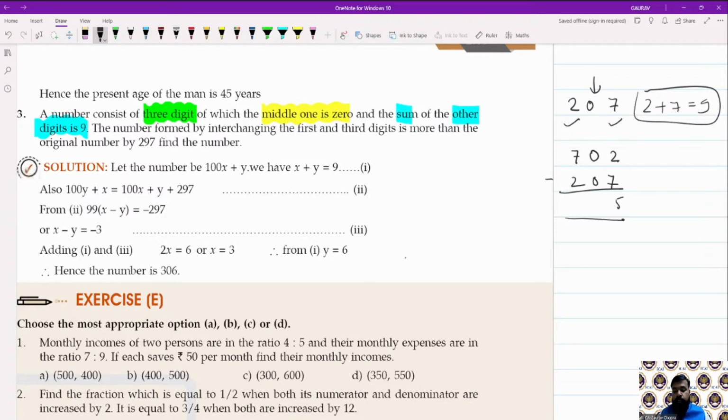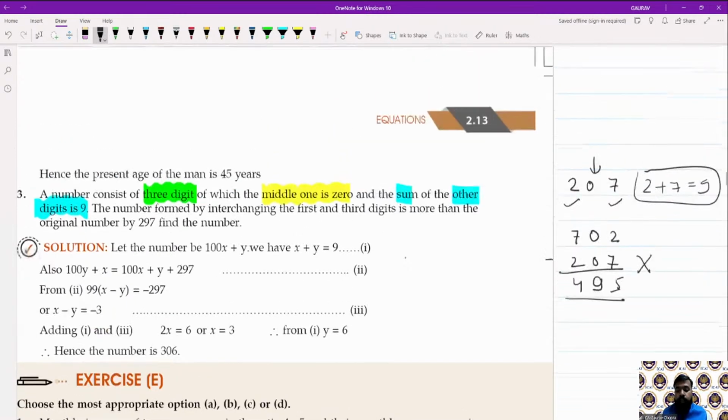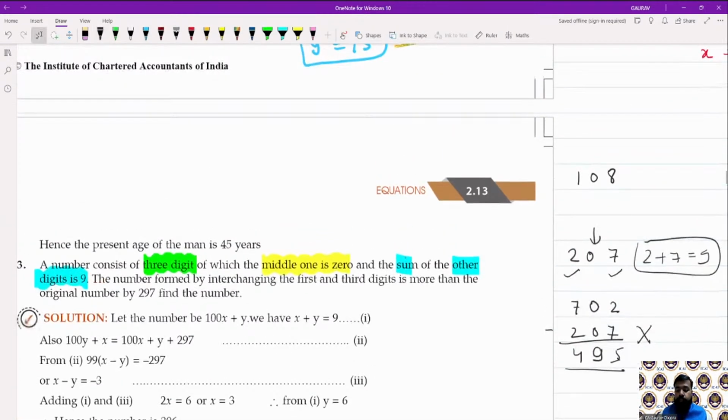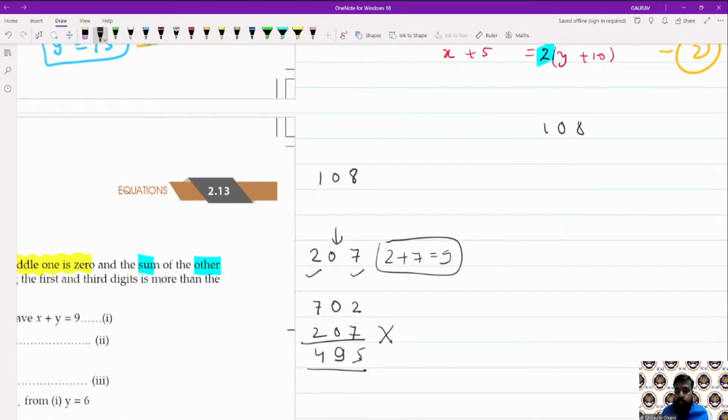So if we calculate how much is coming, 5, 9 and 4, it is 495. So it is not satisfying. Similarly, what other number can be formed? If we try using hit and trial method, it can be 108, then 207 we have done. If we see the sequence, 108, 207, 306, then 405, and after that there will be interchanging of the digits. So you can clearly see that 504 digits are interchanged, 603 again the same thing, 702 and so on.